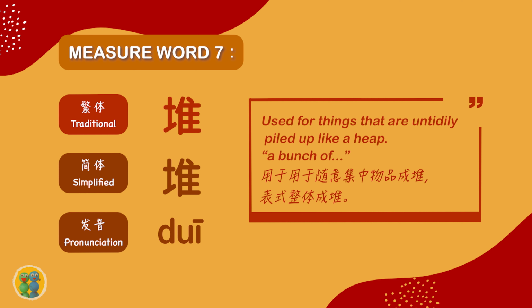堆 is used for things that are untidily piled up like a heap, a bunch of. Comparing this measure word with the previous one, 叠, what's the difference between them? 叠 is mainly used for things that are already arranged in neat piles. But 堆 is used for things that are untidily piled up like a heap.